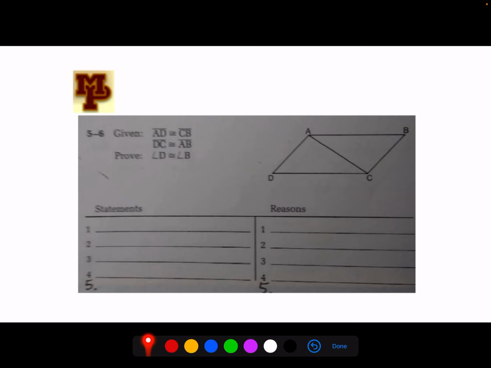Our first statement should always be our given statements. And our given statements are right up here. AD is congruent to CB and DC is congruent to AB. So I can write those and I can draw them at the same time. So we drew AB is congruent to DC and AD is congruent to CB. Now, looking at this, we have 3 choices to choose from: side, side, side; side, angle, side; and angle, side, angle.